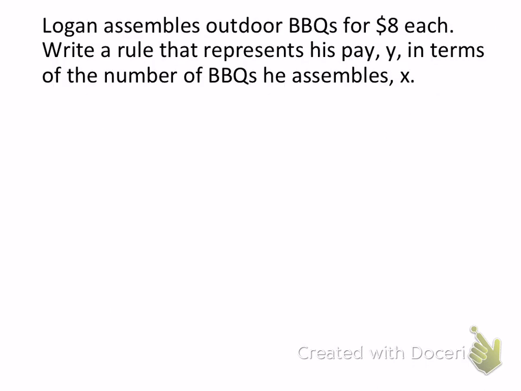In a word problem, it would look something like this. Logan assembles an outdoor barbecue for $8 each. Write a rule that represents his pay Y in terms of the number of barbecues he assembles X. The first thing you need to do is ask yourself, what is the depender? What depends on what? Jairus? Pay is depending on the barbecues. So, since the pay is depending on the barbecues, the pay is the depender, what do we call that? Nicole? X.